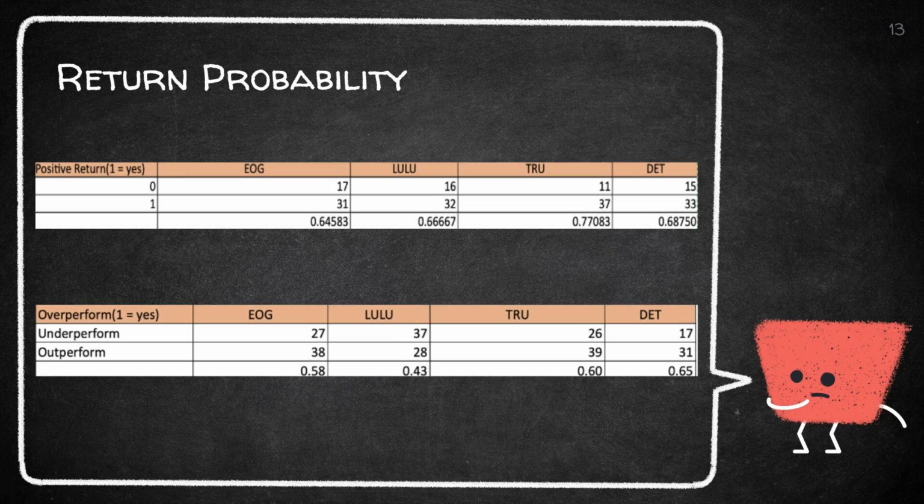To gain deeper understanding on the stock movement and S&P 500 movement, a frequency table and probability calculation is concluded. TRU has the highest 77% positive return probability conditional on the positive return on the market, followed up by DET, Lulu, EOG with 68%, 66%, 65% respectively.